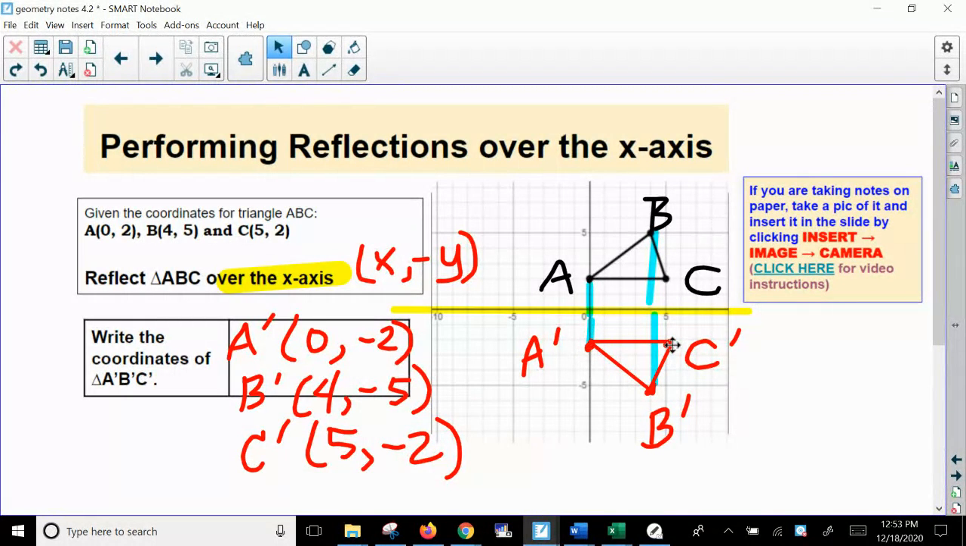I did the same thing for points B and C. Point B was 5 units above the x-axis. So when I did my reflection of B, I put it 5 units below the x-axis. Or if you use the coordinate rule, you know that the x number stayed the same and all the y coordinates changed signs.